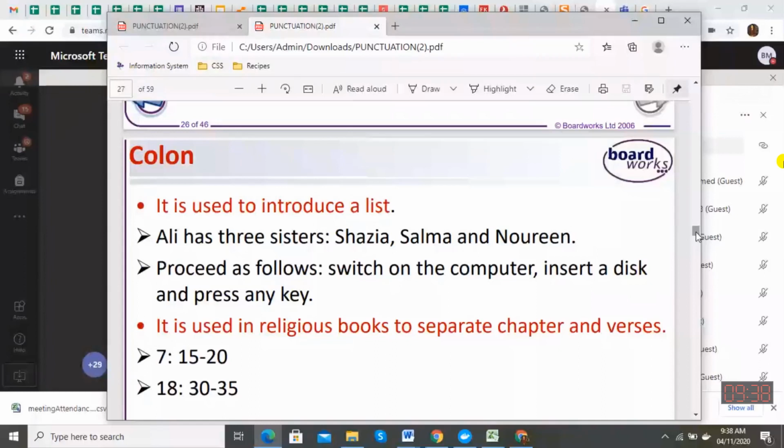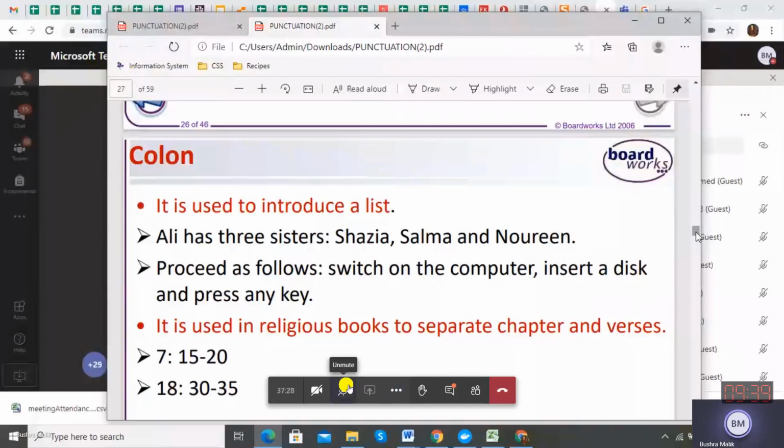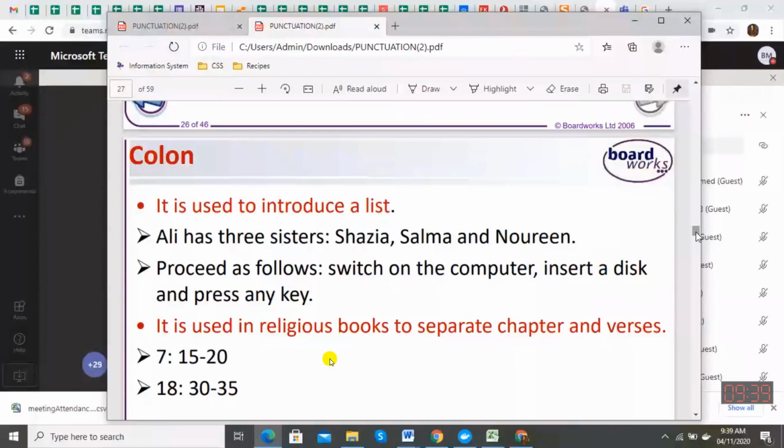So next, it is used in religious books to separate chapters and verses, book from chapters, chapters from verses. For instance, 7:15 to 20 means, क्या शो करता है यहाँ पे colon, usage of colon? Seven chapter, verses 15 to 20. Yes, chapter number 7, verse number 15 to 20. So rather than stating the whole sentence, you can write chapter 7 colon 15 to 20, shorter form.